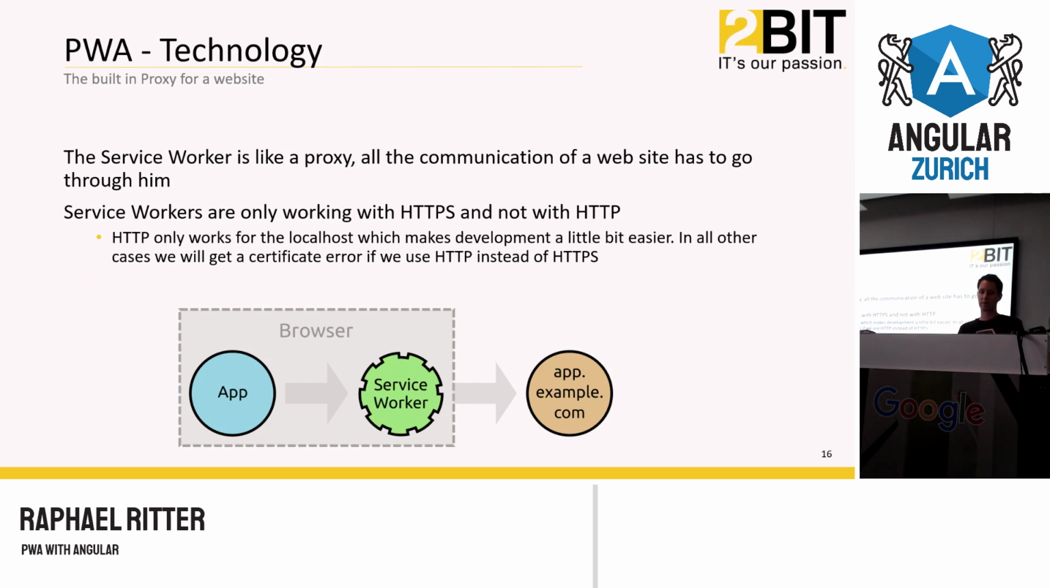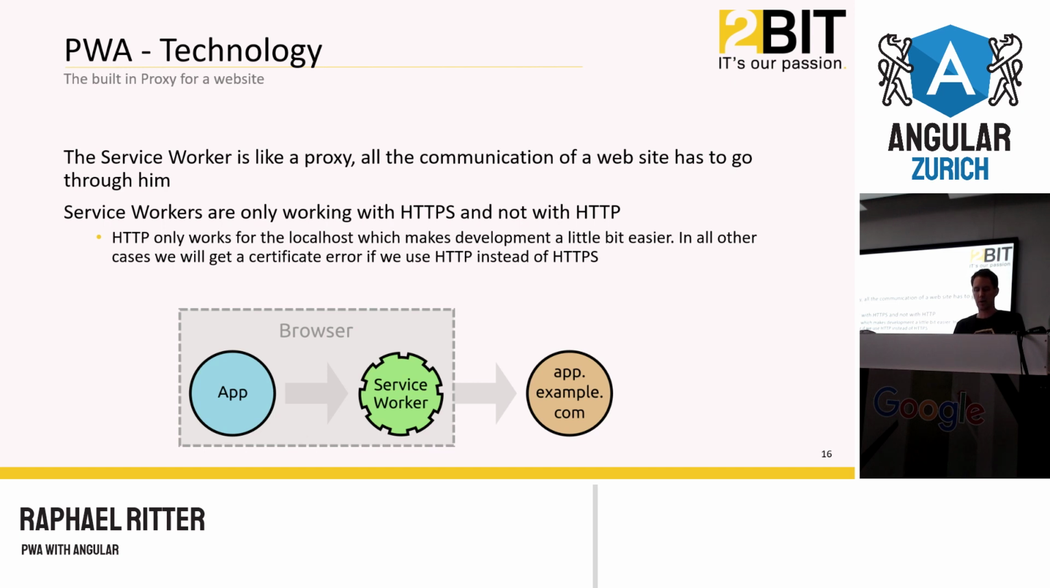We can look at the service worker like a proxy, because every traffic the app or the website generates will go through this service worker, and the service worker will then decide if it gets the information from the cache, or if it directly calls the backend live, or if it gets it from the cache and tries to refresh it over a call from the backend. So there are a lot of different possibilities you can use with the service worker.